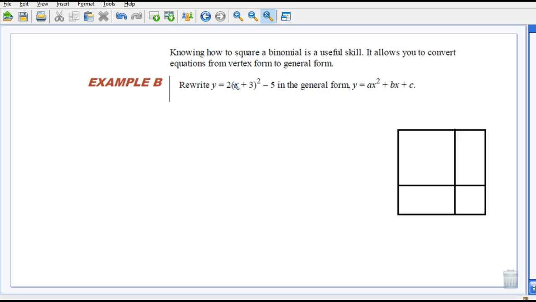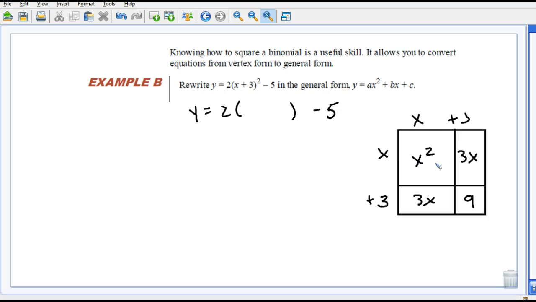All right, so what I want to do is rewrite this thing. So I'm going to have the y equals 2, and I want to be able to rewrite the x plus 3 squared. So I want to redo that square. All right, so I'm going to do x plus 3 and x plus 3. Just like we did in our investigation, x times x gives us x squared. x times 3 gives us 3x. This x times 3 also gives us a 3x, and 3 times 3 is 9.